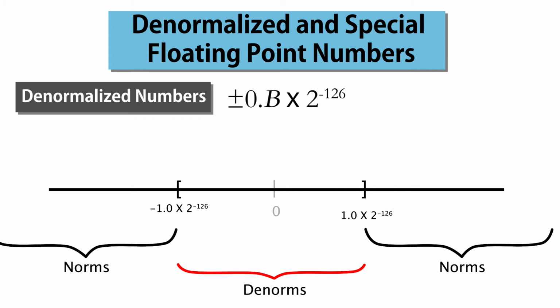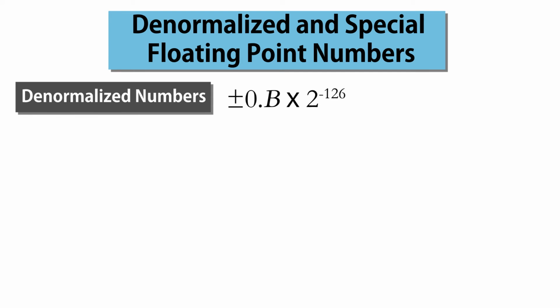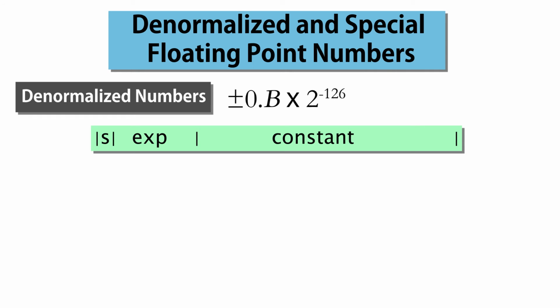Every 32-bit denormalized number has an exponent of minus 126 and a constant of the form 0.b, where b is a 23-bit string. This is represented, as with normalized numbers, in our usual sign, exponent, constant format. But the value stored in the exponent field of a denormalized number is 0. Conversely, any float with an exponent value 0 represents a denormalized number. The sign is interpreted as usual, with 0 for positive numbers and 1 for negatives. Finally, the constant field stores the 23 bits following the binary point. There is an implied 0 to the left of the binary point.